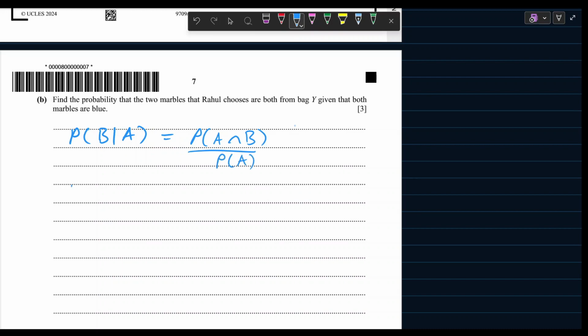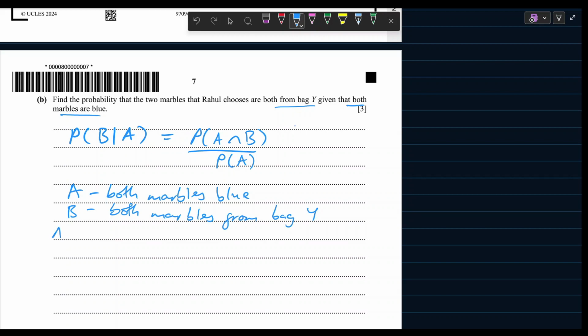All right, so let's define our events. What is A? A is the given event, so that's both marbles are blue. And then what is B? Find the probability that the 2 marbles that Raoul chooses are both from bag Y. All right, so B is both marbles from bag Y.